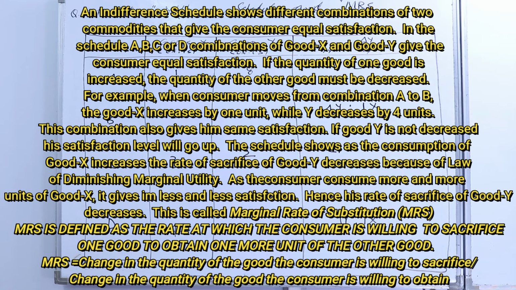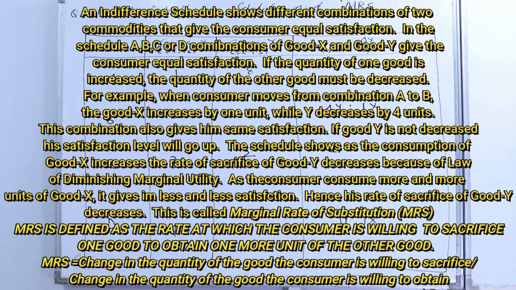What is happening here? The sacrifice of good Y is decreasing, 4 to 1. Now you may be wondering why the sacrifice is decreasing, right? For the first additional unit of good X, he gave up 4, then 2, and further less. Why is it happening? You learned it in utility analysis. This is because of the law of diminishing marginal utility.